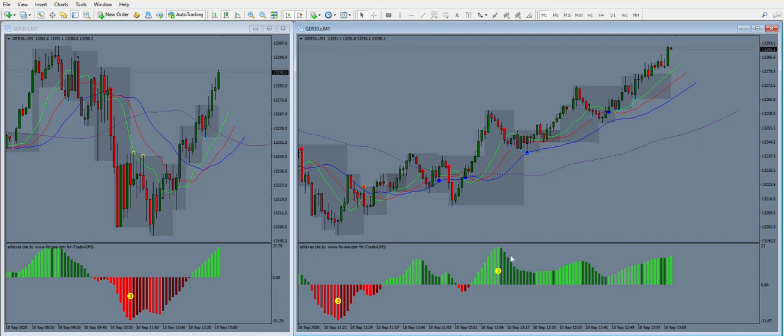Same is for the AO. The AO is basically a histogram plotted between the difference of a 5 simple moving average and a 34 simple moving average, which would be something like the distance between the green line and the red line. So as the 5 moving average, which is the last 5 candles, moves away from the averages, the histogram would go bigger because the distance between the two lines is increasing.